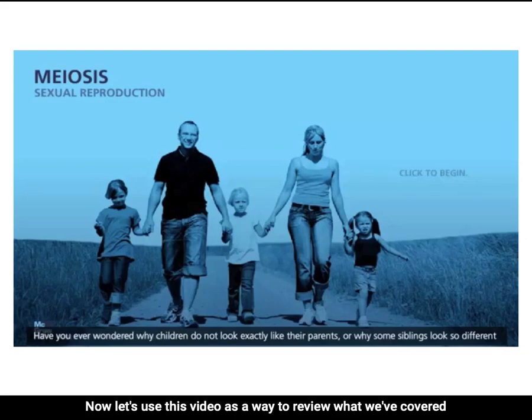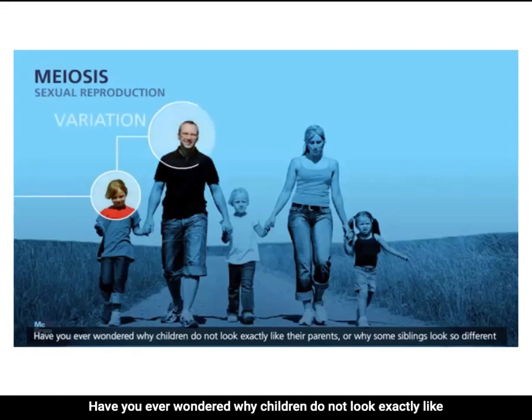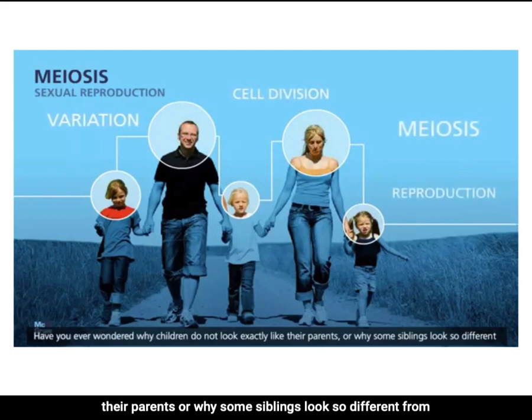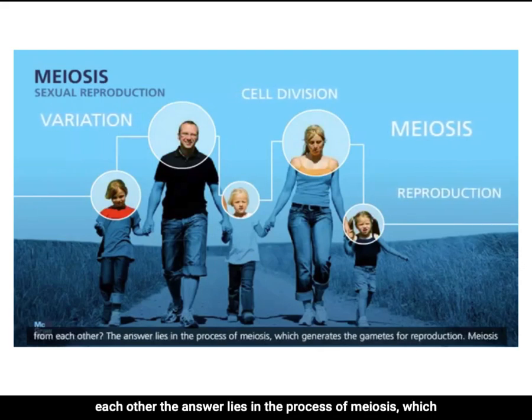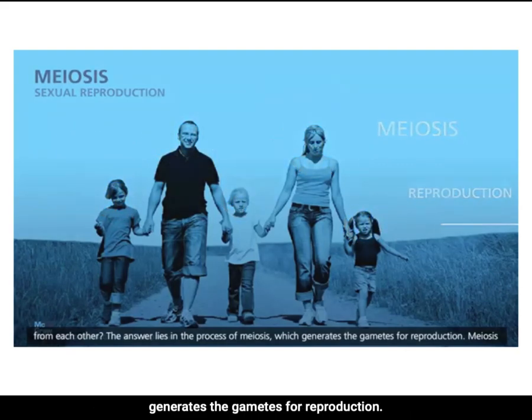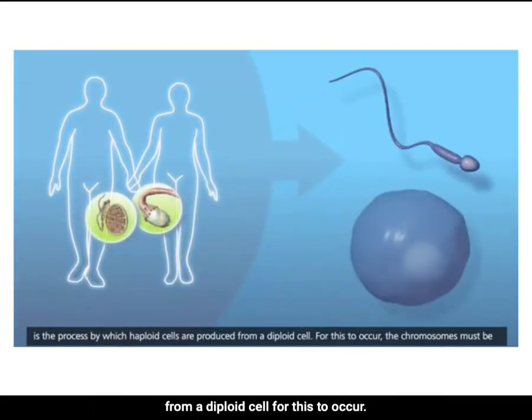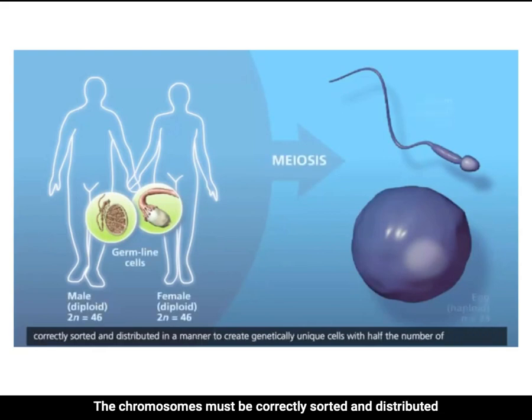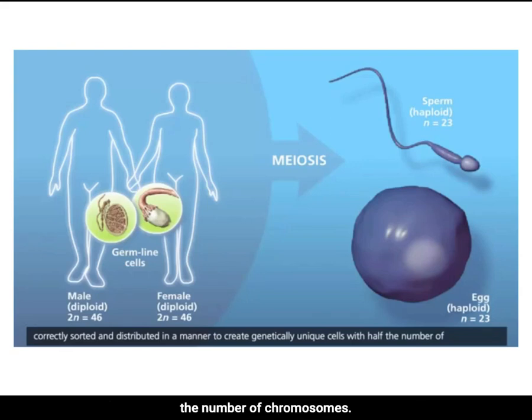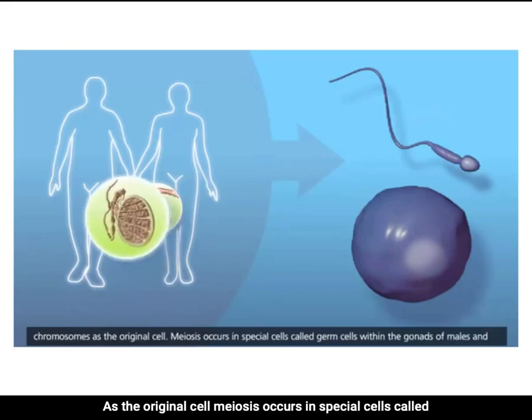Now let's use this video as a way to review what we've covered in this lecture. Have you ever wondered why children do not look exactly like their parents, or why some siblings look so different from each other? The answer lies in the process of meiosis, which generates the gametes for reproduction. Meiosis is the process by which haploid cells are produced from a diploid cell. For this to occur, the chromosomes must be correctly sorted and distributed in a manner to create genetically unique cells with half the number of chromosomes as the original cell.